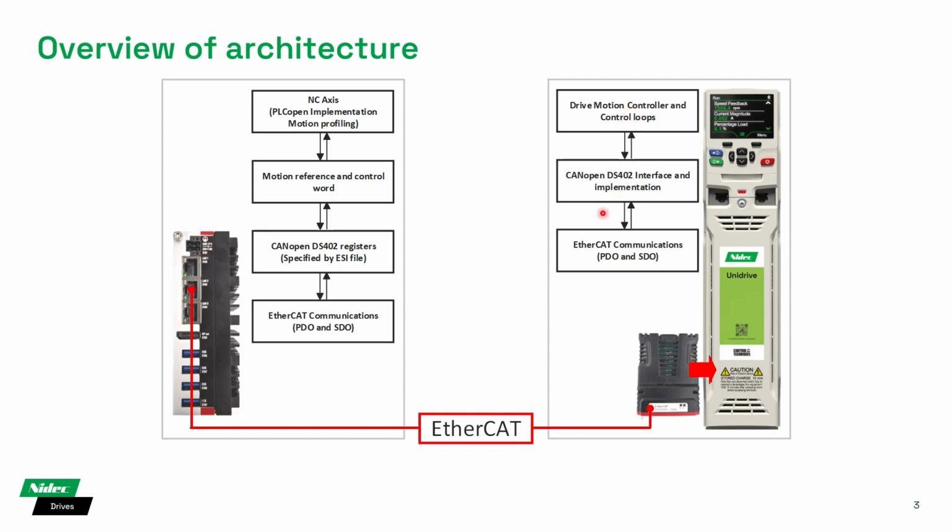But what you can see is that if you have any problems whilst starting up, or you're trying to investigate because you're having commissioning issues, it's very useful to be able to interrogate what's going on at the DS402 level outside of the NC axis level, so that you can see what's going on and potentially diagnose your application.